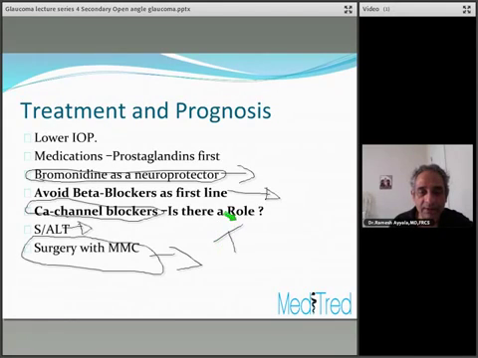And I'm writing T for Trab here. So if you have a patient with visual field loss in spite of aggressive medical management, and it's threatening the vision, the fixation, do not hesitate suggesting and performing a trabeculectomy operation with mitomycin C.